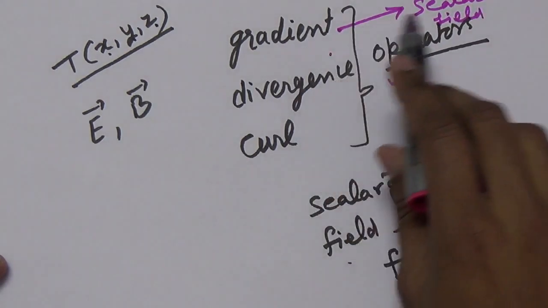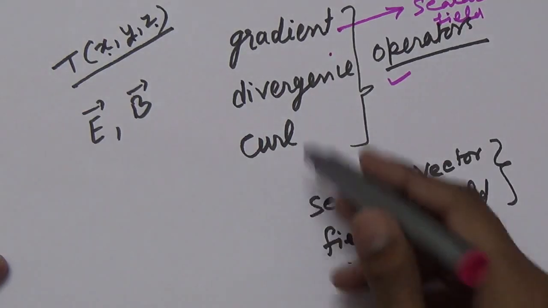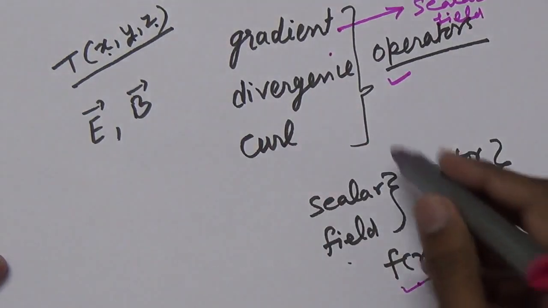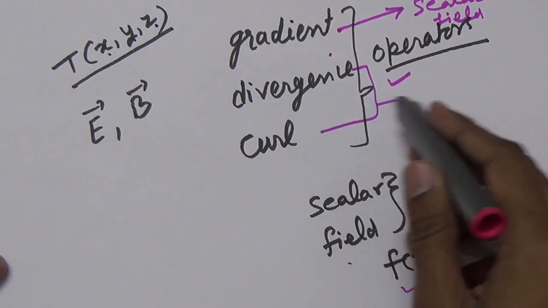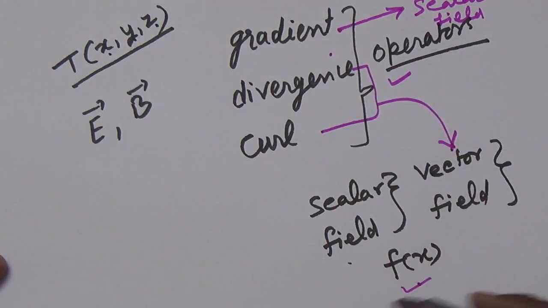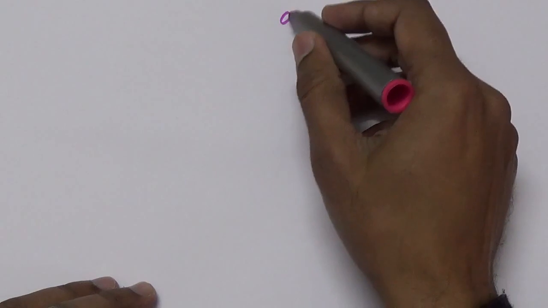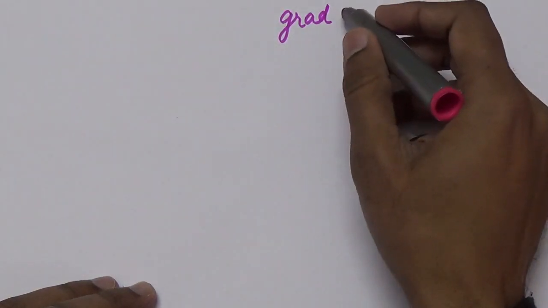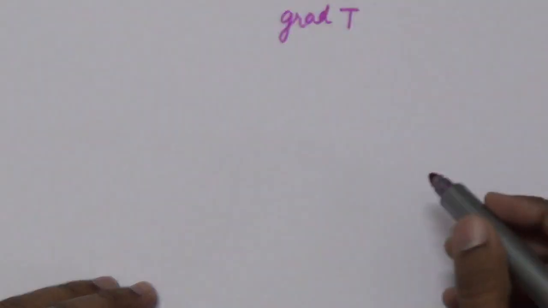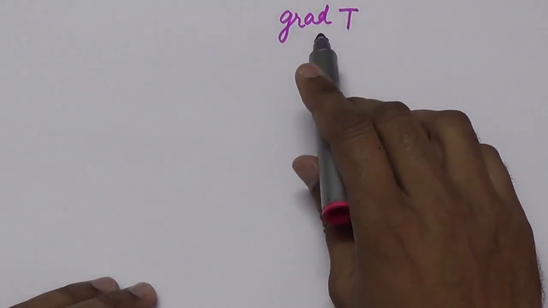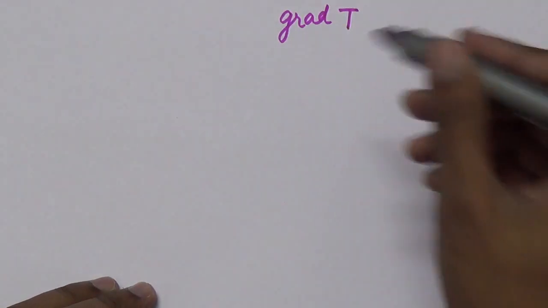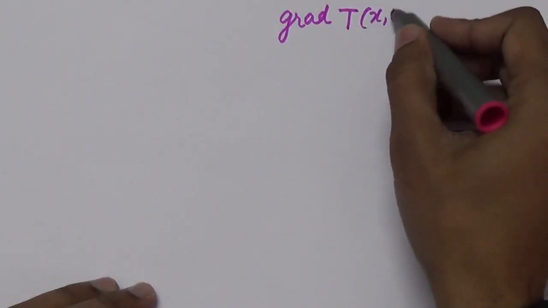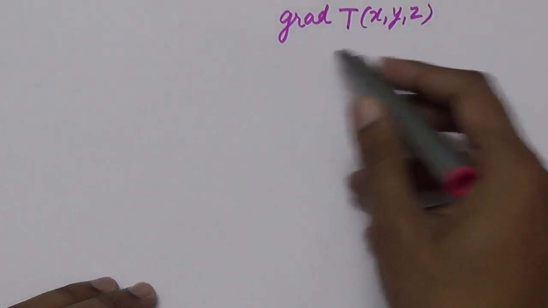Gradient operates on the scalar field function. Divergence and curl, these two operators, operate on the vector field function. So how to write gradient? This is the gradient operator, the way of writing gradient of T. This gradient operator operates on the scalar field function, that is temperature T(x, y, z). This is the way of writing.